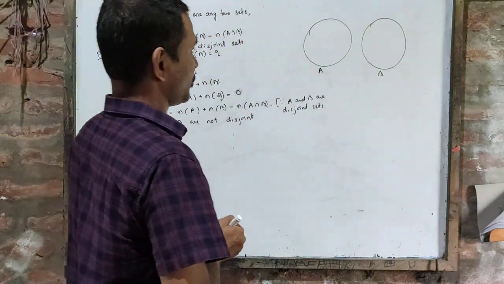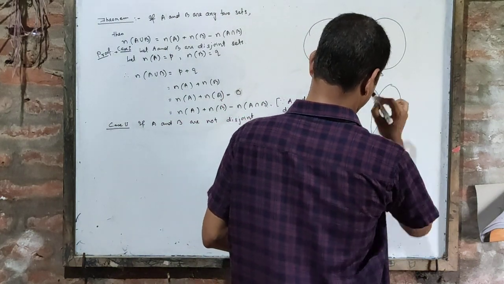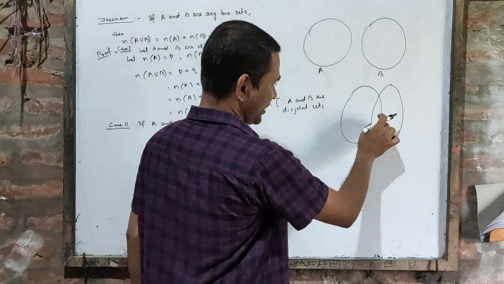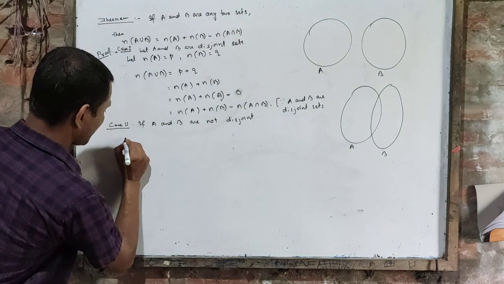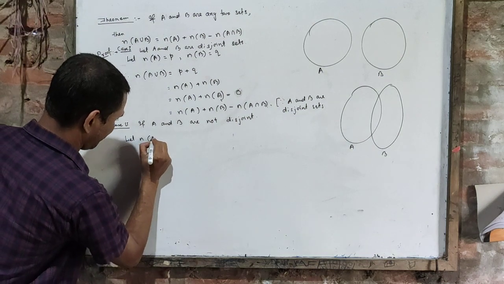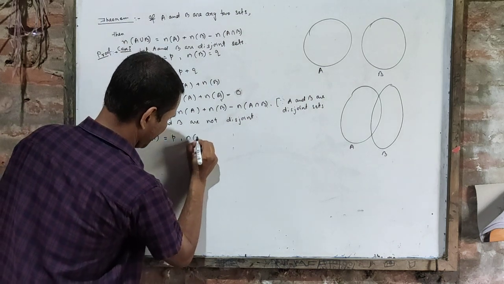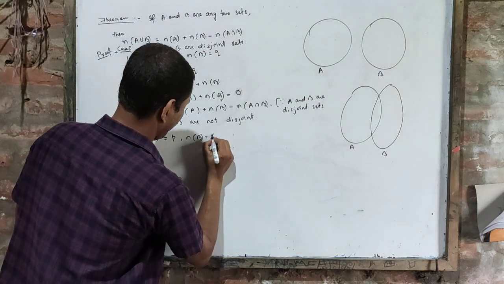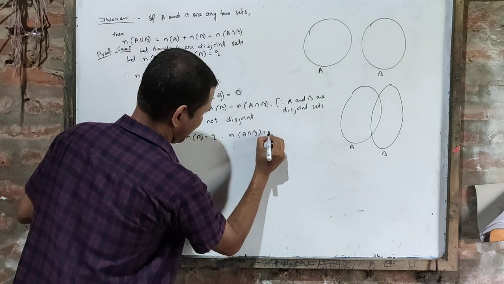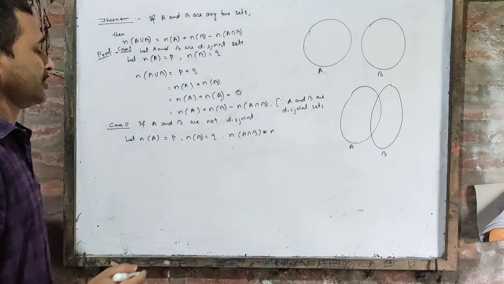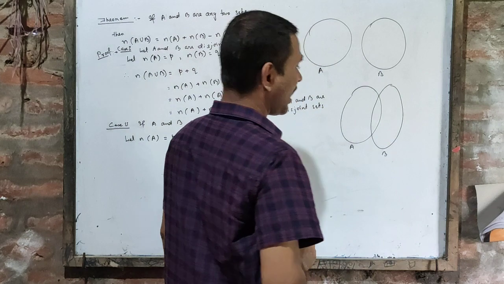Okay? So, here the diagram will be like this. This is our A, this is our B, alright? And this is the intersection, alright? And let us suppose that the number of elements present in A is P, just like earlier, the number of elements present in B is Q, and the number of elements present in A intersection B is R. Alright. So this whole area contains P elements and this area contains R elements.